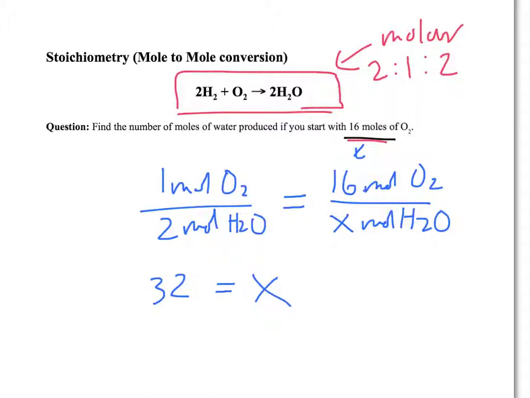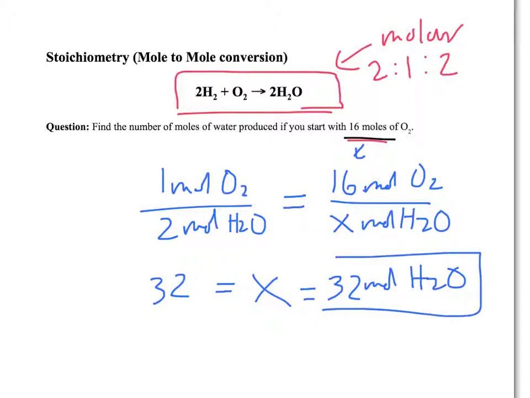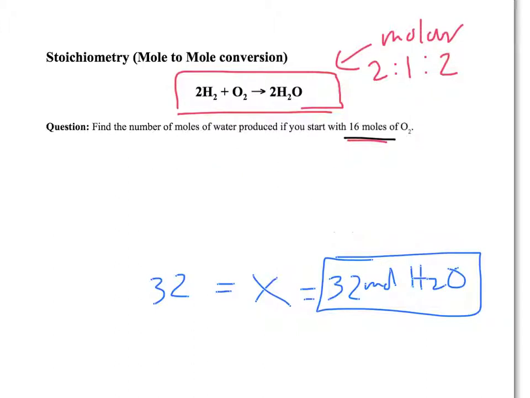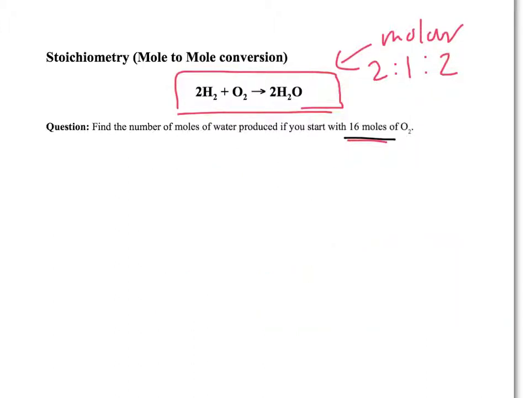That means we have 32 moles of H2O produced. And that's the ratio method of solving for this problem. Now there is also another method, and that's the stoichiometric method, where we use the factor label method, and we can go ahead and solve using conversions.